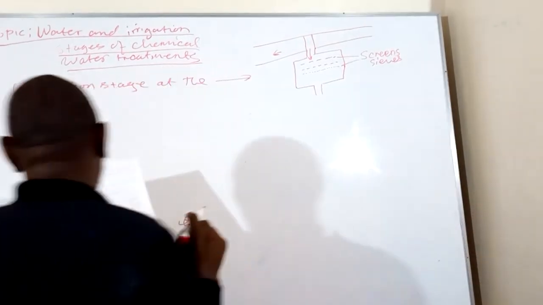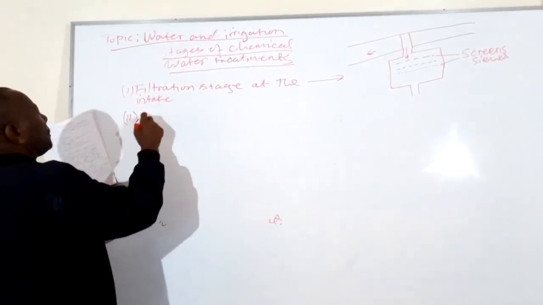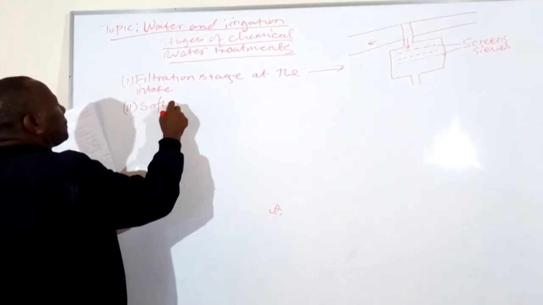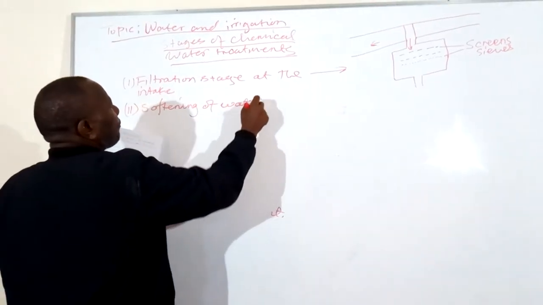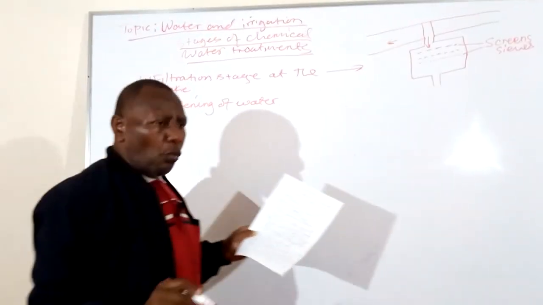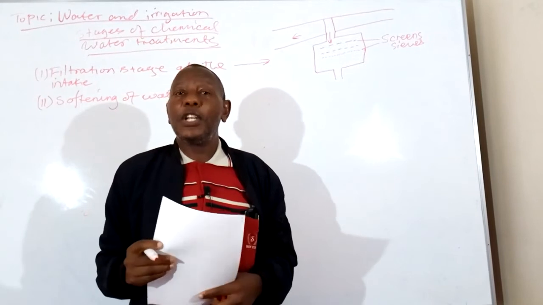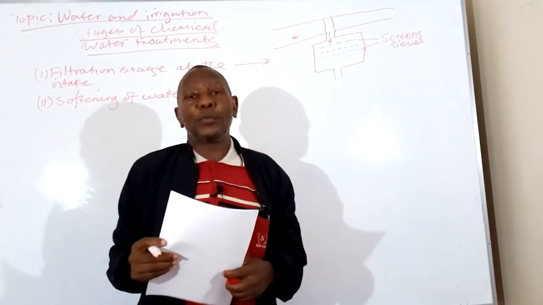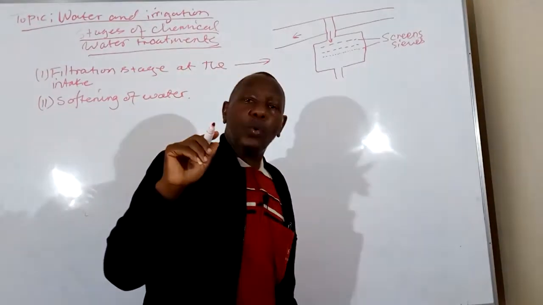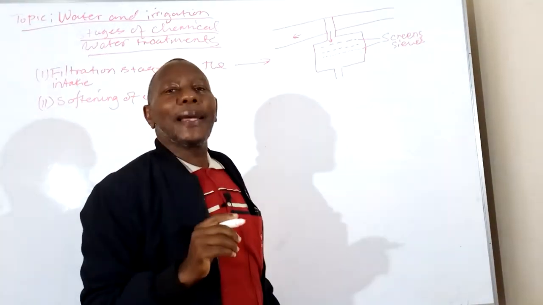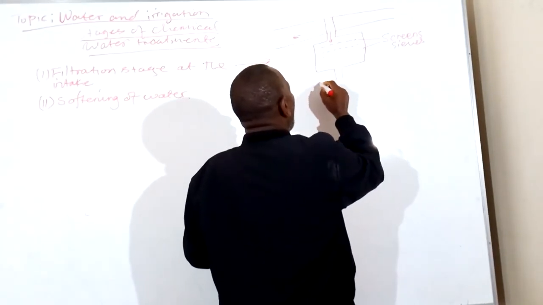So the second stage of water treatment is softening of water. Water can be hard, especially if it has certain dissolved minerals. It will become hard, so it requires that the water is softened. And this water is usually softened using soda ash.